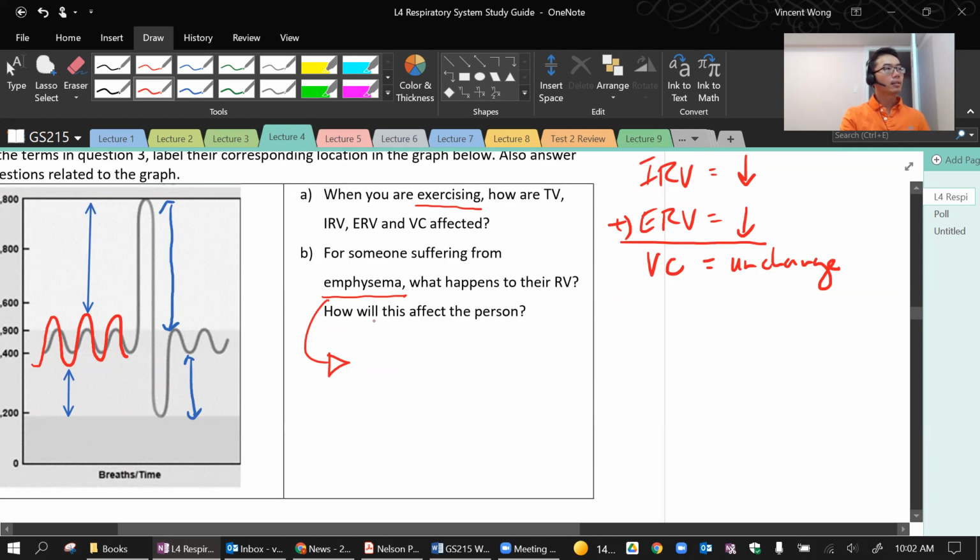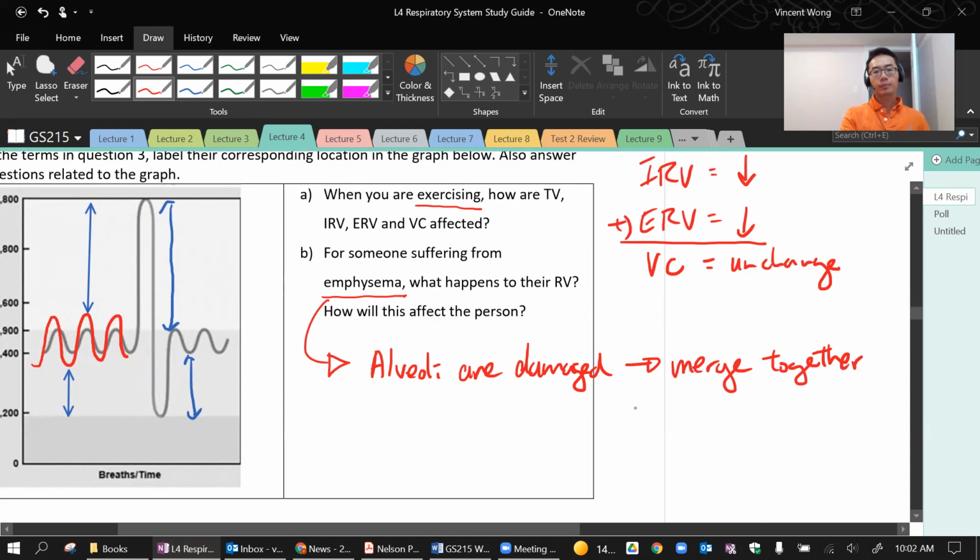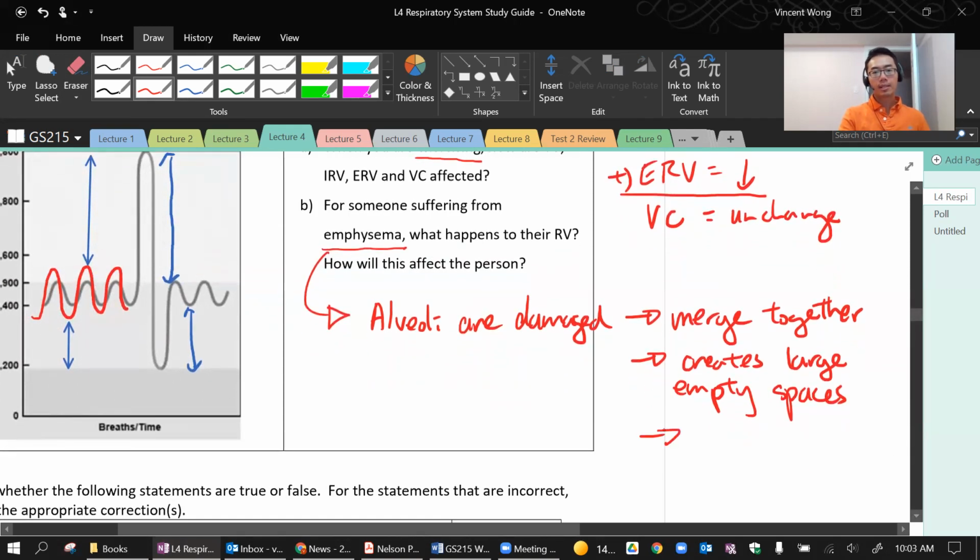The sacs in the lungs are damaged. Okay, yeah. So the alveoli, and Jung agrees with you. Alveoli are damaged, and then they merge together, and then it creates large empty spaces. And then what happens is it will also lose elasticity.